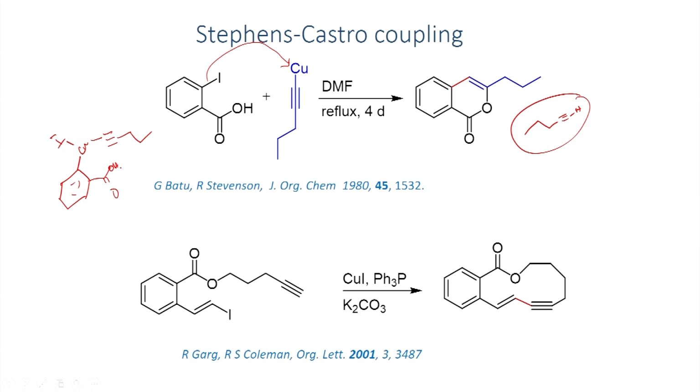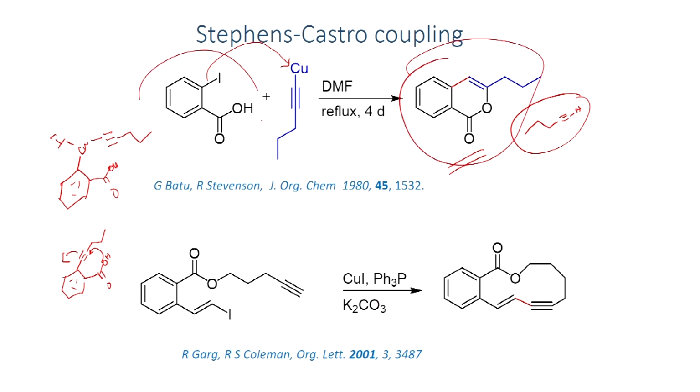So this can be converted into the product by reductive elimination. Once you form this one, this can also cyclize. Since you have the copper system, it can undergo intramolecular cyclization. So, in this way you will be able to form this lactone. So, when you have this 2-iodobenzoic acid and this copper alkynyl derivative, when you heat in DMF, when you reflux in DMF solvent for a longer time, it can undergo C-C coupling followed by intramolecular cyclization to give the lactone.